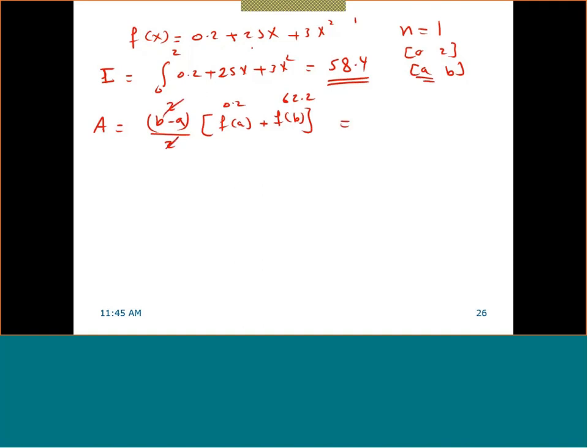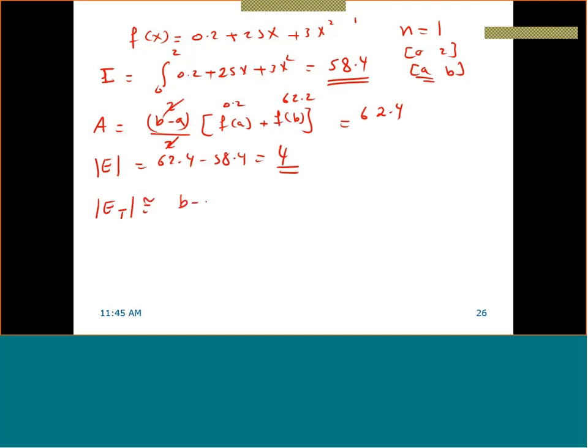So what will be the error now? The actual error, the exact error, will equal 62.4 minus 58.4, which is equal to 4. Now, let's find the estimate of the error. The estimate of the error, as we know it, is approximately (b minus a) h squared divided by 12 times 6.